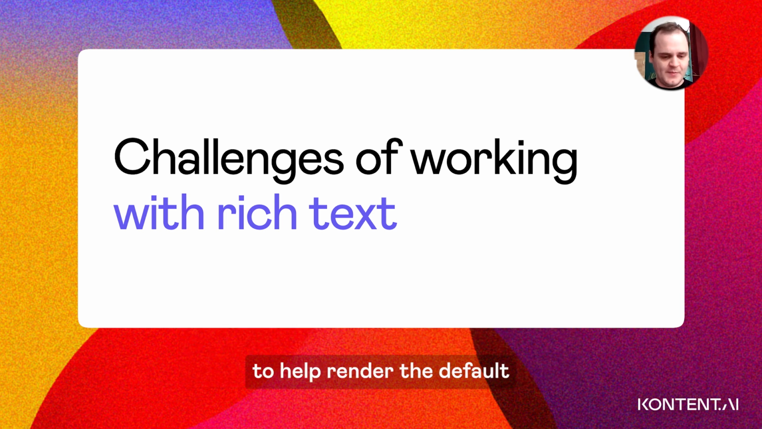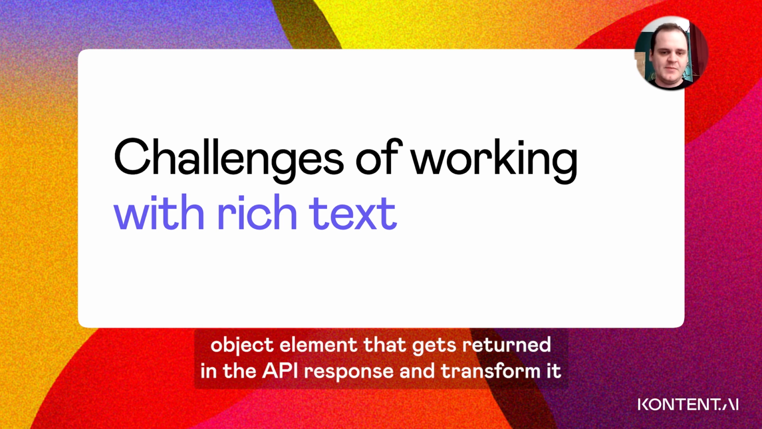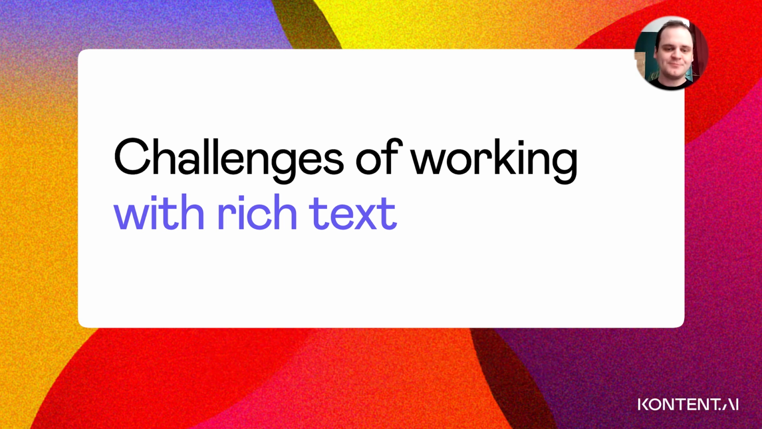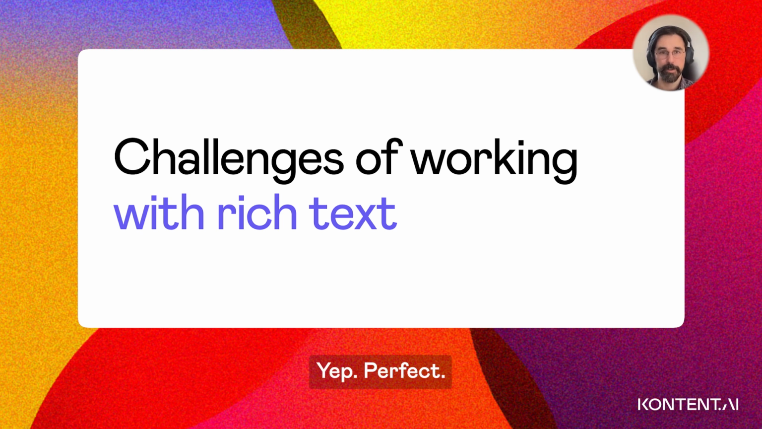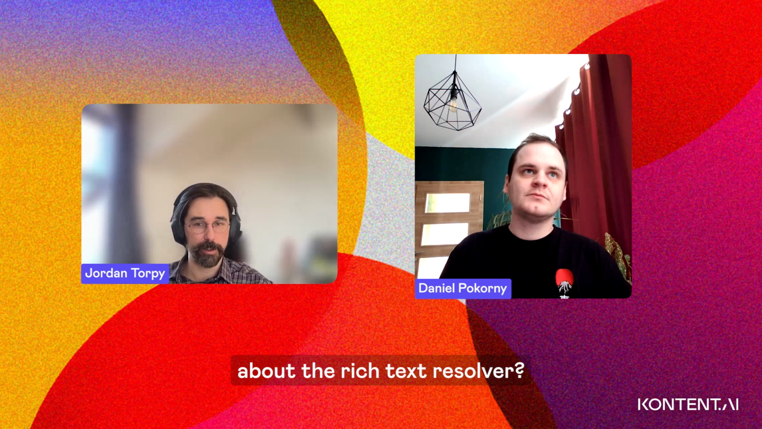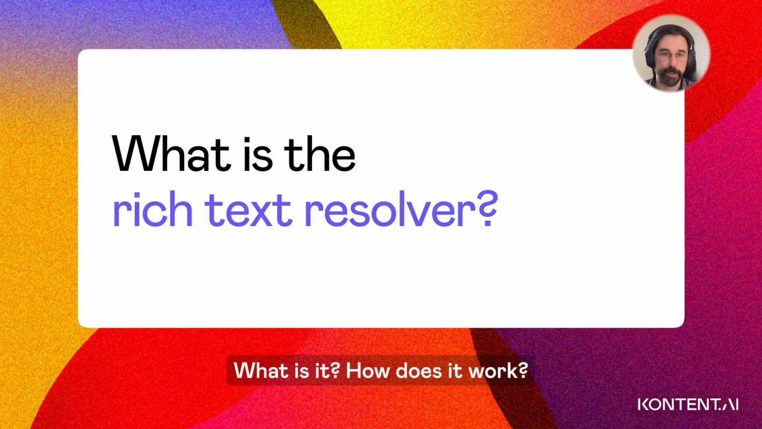And to help render the default object element that gets returned in the API response and transform it into something visible and tangible that the user can interact with. Yep, perfect. So then, speaking about that, could you tell us a bit about the rich text resolver? What is it? How does it work?